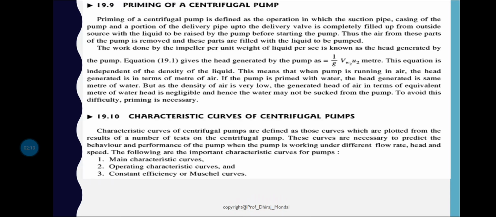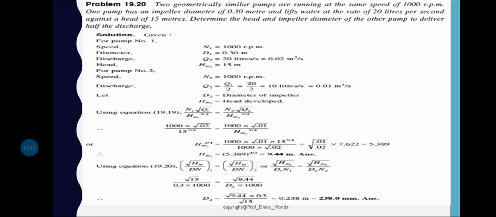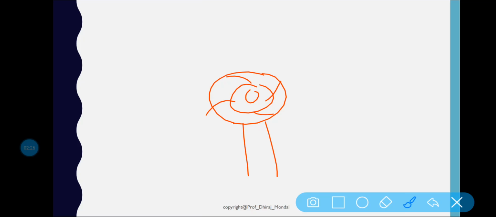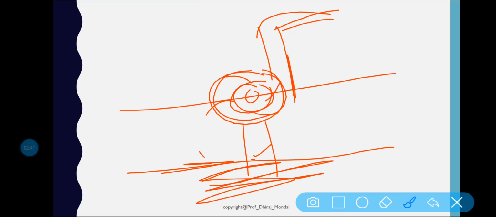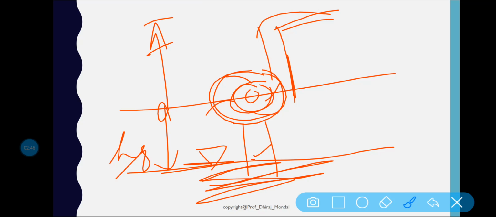Now come to today's topic, that is the priming of a centrifugal pump. So see the priming. Basically, let us consider this is your centrifugal pump, like this, and this is your delivery pipe, this is your suction pipe, this is your casing, and this is your impeller, this is your delivery pipe. And this is your sump. This is your water level. This is your suction head, and this is your delivery head.